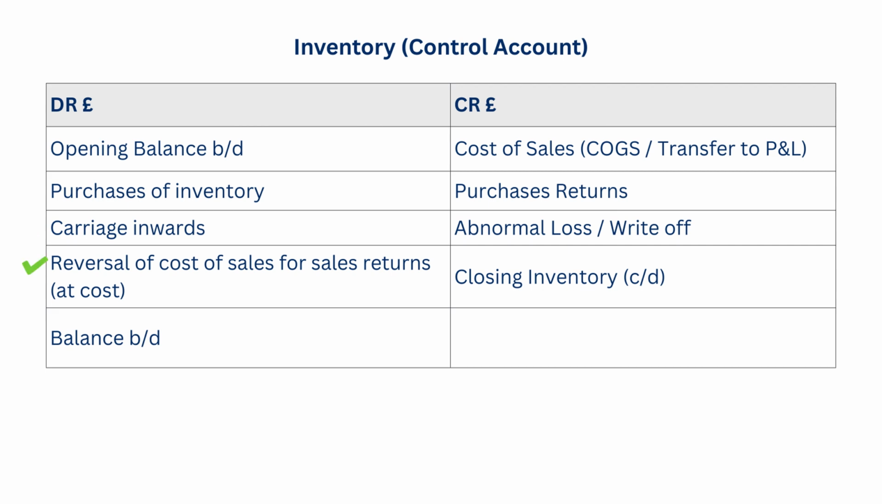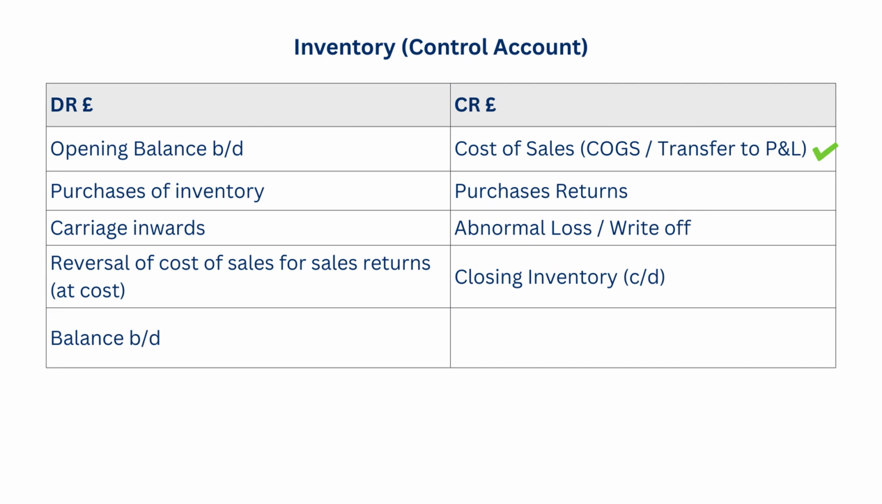When goods are returned by customers, we must reverse the original cost entry because the goods are now back in stock. Reversal of cost of sales for sales returns. We return inventory at cost, not at selling price. We record decreases in inventory on the credit side. Transfer to cost of sales, COGS.